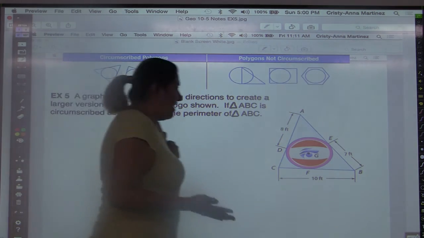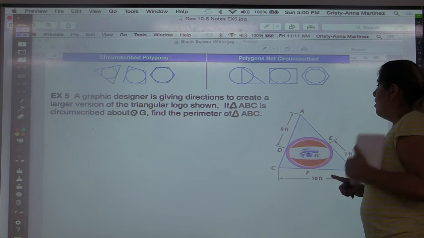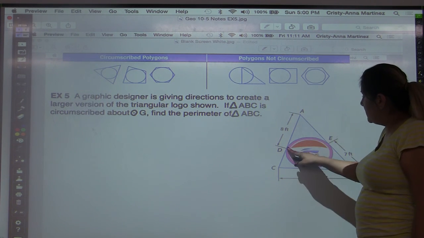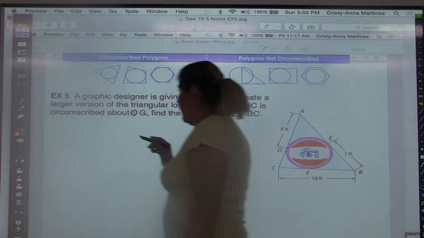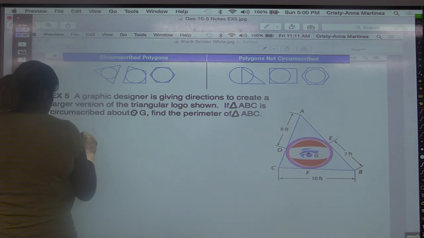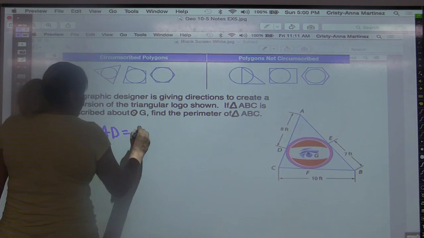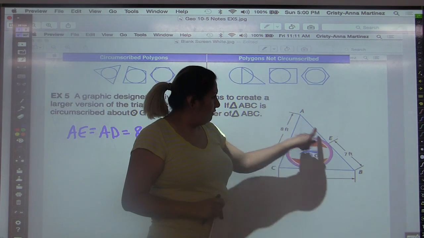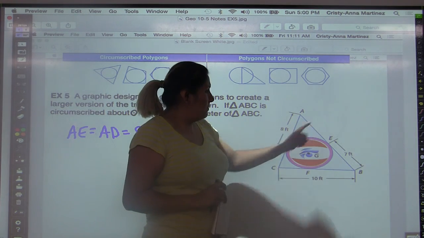To find the perimeter, it wouldn't be that difficult. We just need to add up all the sides. But you have all these missing pieces. We have AD, but we don't know AE. Well, it turns out that AE is the same as AD because they're both tangent to the same circle from the same exterior point, our theorem from earlier, which means that they would both be 8.